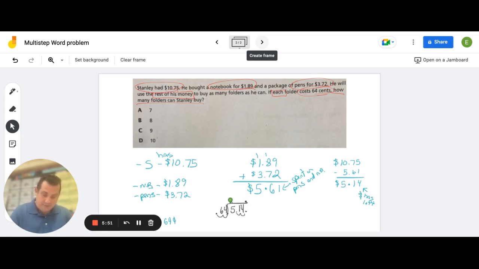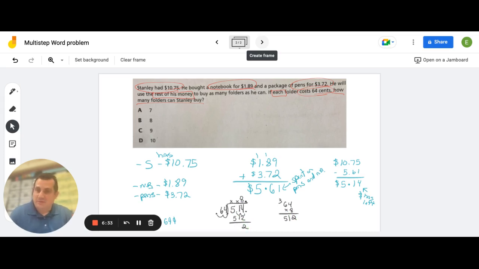64 can't go into 5. 64 can't go into 51. So it's how many times can 64 go into 514? This is where you just have to do guess and check and say, well, 64 times 10 gives me 640. So I'm going to try 8. Let me see. What's 64 times 8? 4 times 8, 32. 8 times 6, 48. And 3, 51. That gives me 512. So 8 times 64 is 512, you subtract, you have 2 cents left over.